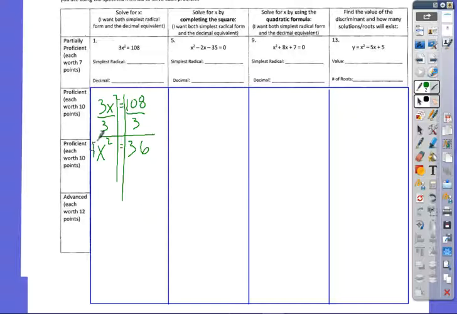So then I will take the square root of 36. I'll take the square root of x squared and the square root of 36. And I will get x is equal to plus or minus 6.